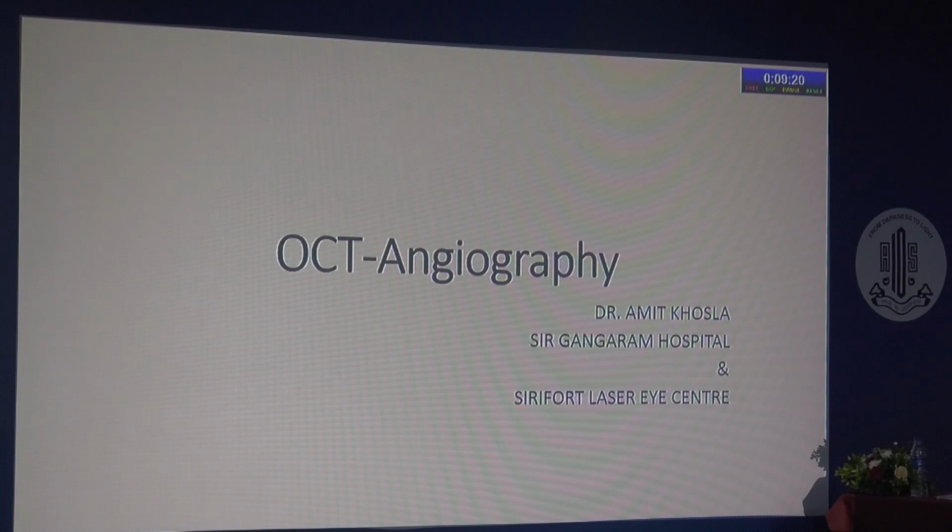So for all unexplained visual losses, what we recommend is fields and an OCT to pick up any vision loss. Number 2, you have a patient with cataract and you feel that the cataract is not commensurate with the vision loss, get an OCT done, that is an indication.